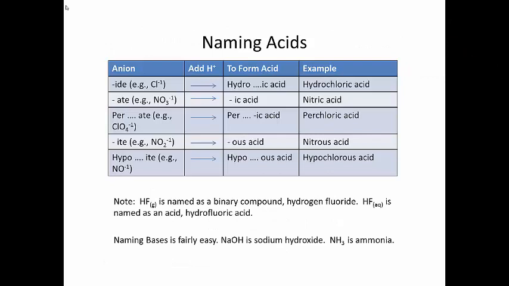Now, how about acids? In the last lecture, we talked about anions, and if you look at the left column of this chart, you'll see anions that end in IDE, such as chloride, ATE, such as nitrate, PERATE, such as perchlorate, ITE, such as nitrite, and HYPOITE, such as NO-. If we add one or more hydrogen ions to make this now a neutral molecule, how do we name that neutral molecule? Well, first of all, that neutral molecule will be an acid in these cases. How do we name it?